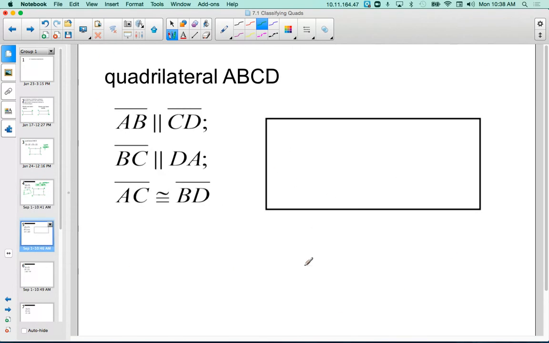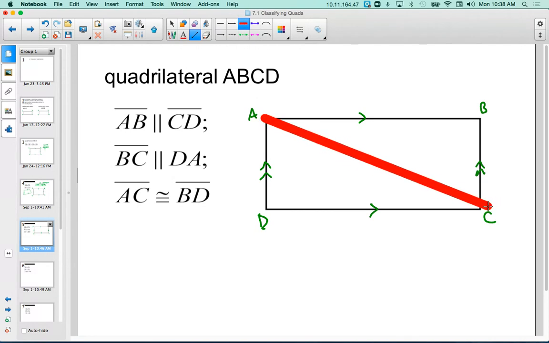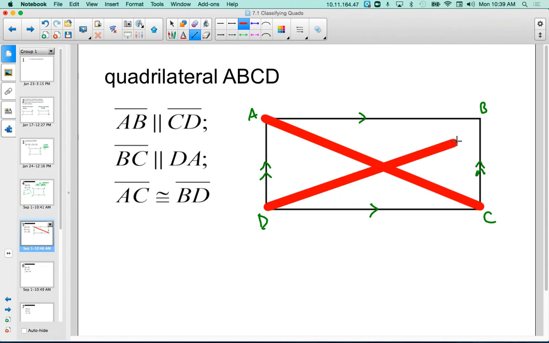Okay, I've already got my rectangle drawn here. Again, pause it, give it a try. Labeling my sides here, A, B, C, D. Marking my congruent and parallel parts. AB is parallel to CD. BC is parallel to DA. Well, right away I know it's going to be in the parallelogram group. AC is congruent to BD. All right, I'm going to use the line tool here to make sure I do this right. AC is congruent to BD. So these two diagonals are congruent.